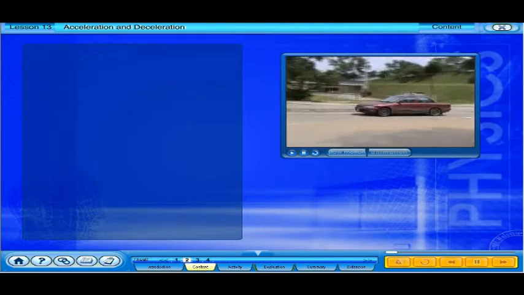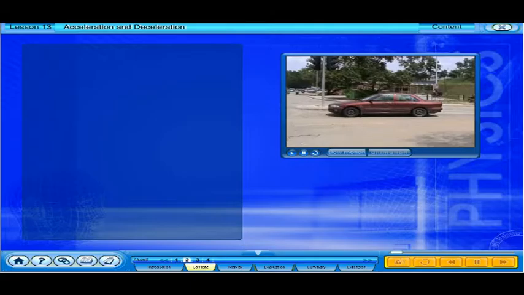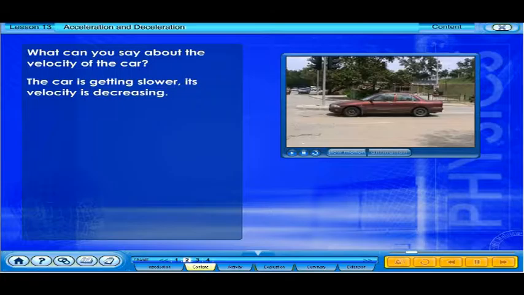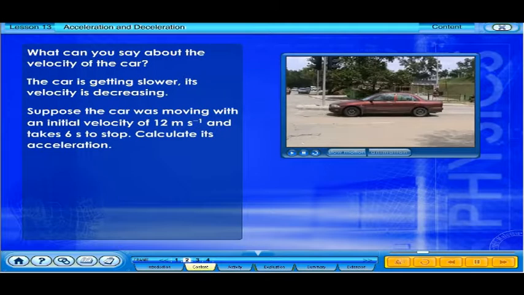The driver brakes when approaching a junction, and finally the car stops. What can you say about the velocity of the car? The car is getting slower. Its velocity is decreasing. Suppose the car was moving with an initial velocity of 12 meters per second and takes 6 seconds to stop. Calculate its acceleration.